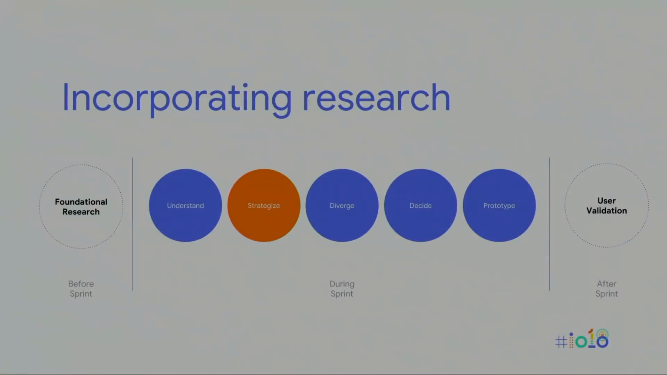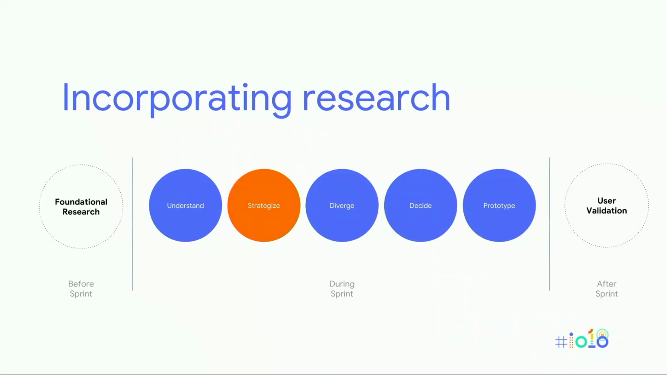So we added two more phases to the sprint. Before the sprint, we added research. After the sprint, we added research. Different kinds of research, though. Before the sprint, we added foundational research. And after the sprint, we were going to validate the design solutions we came up with. So that was also in the field, but it was a different style of research.